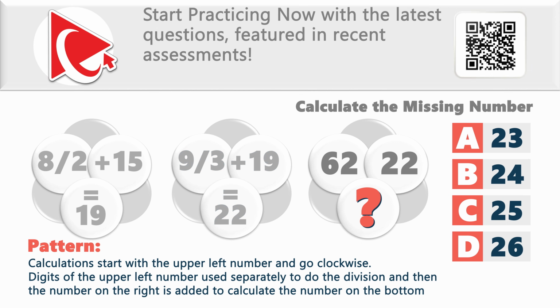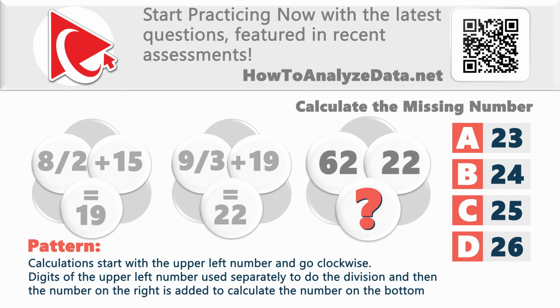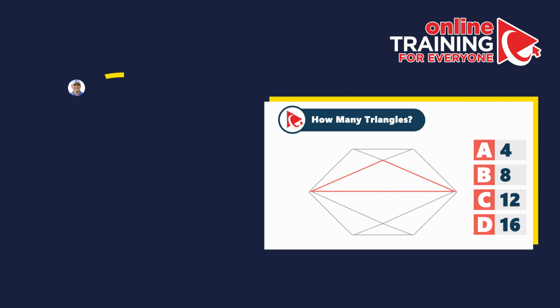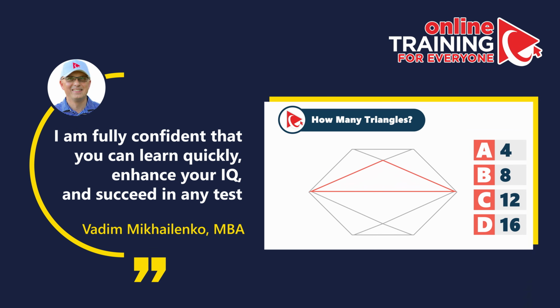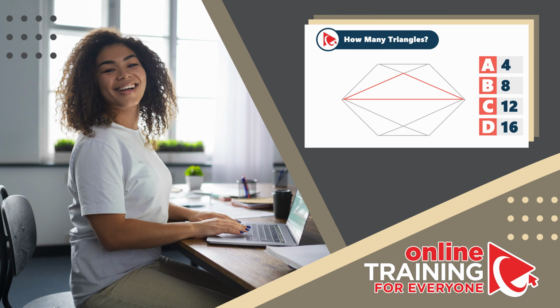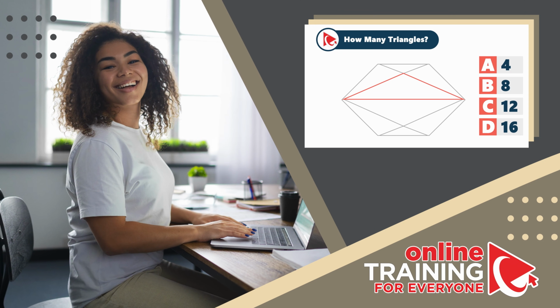And now is the magic time. Let's calculate the missing number. 6 divided by 2 plus 22 equals 25. So the correct answer here is choice C, 25. I can guarantee that when you solve this question on your own, or at least try to come as close to the answer as possible, you will significantly improve your cognitive skills.